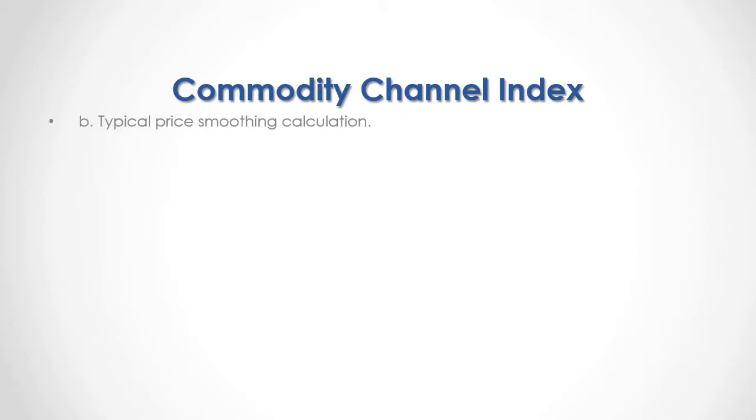B. Typical price smoothing calculation. Current period 20-day simple moving average of typical prices is equal to 1 divided by 20 multiplied by the sum from the 0th to the 20 minus 1 observation of previous periods' typical prices up to current period typical price.